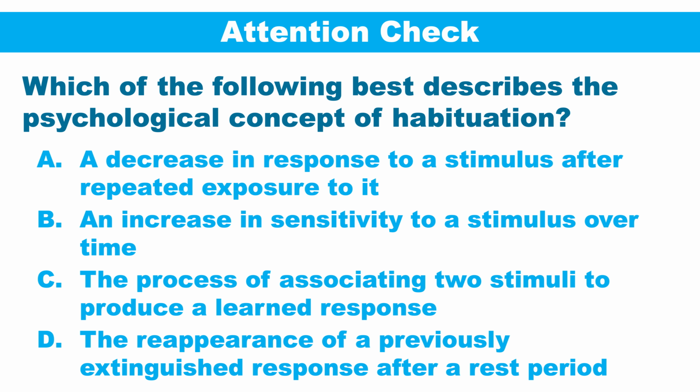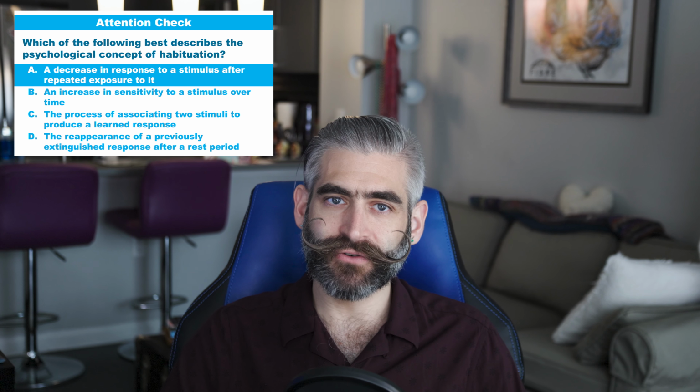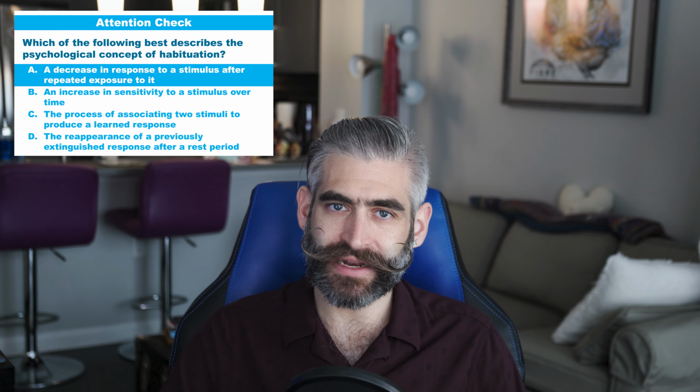The correct answer here is A. Habituation describes a decreased response to a stimulus after an organism has been exposed to it repeatedly. Now that we've explored habituation, let's transition to a gentler approach for undoing learned associations: systematic desensitization.